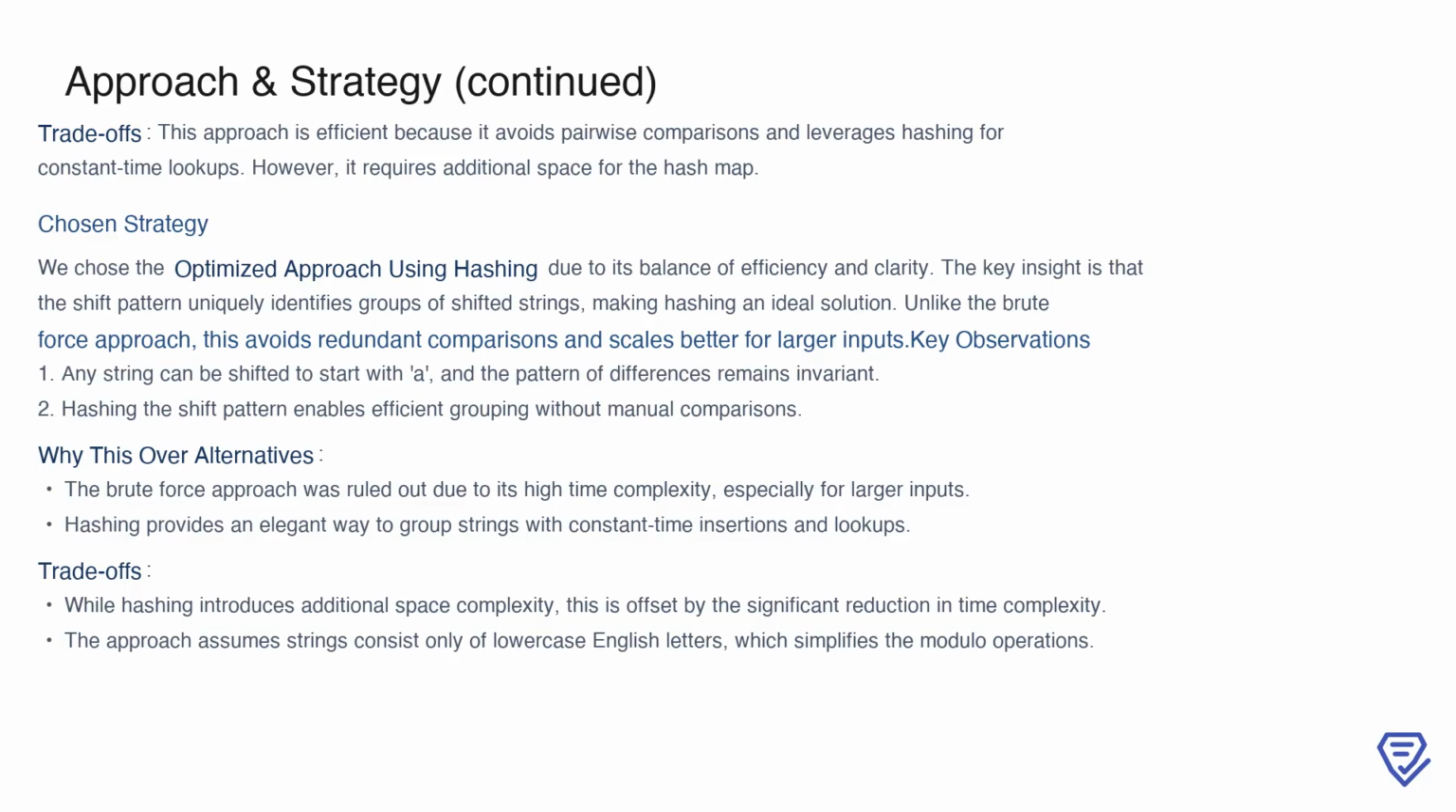Comparing this to alternatives, we ruled out the brute force approach due to its inefficiency at scale. Instead, hashing provides an elegant way to group strings while reducing redundant work. Although the additional space complexity is a factor, the significant reduction in time complexity makes this approach superior. It's also worth noting that the problem constraints, specifically that strings consist only of lowercase English letters, simplify the modulo operations and make hashing an even more attractive choice.